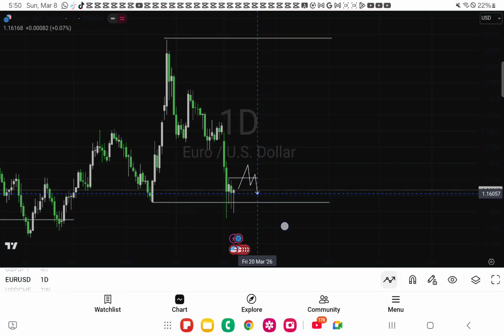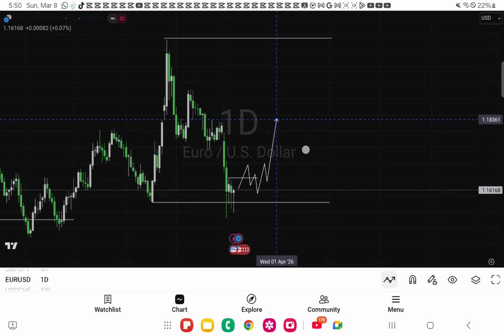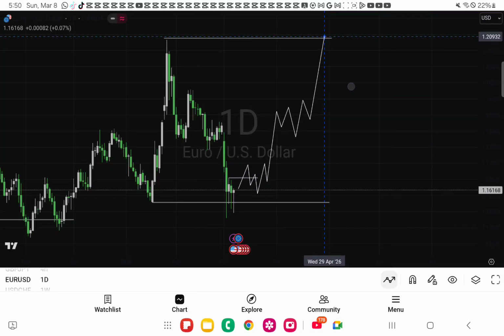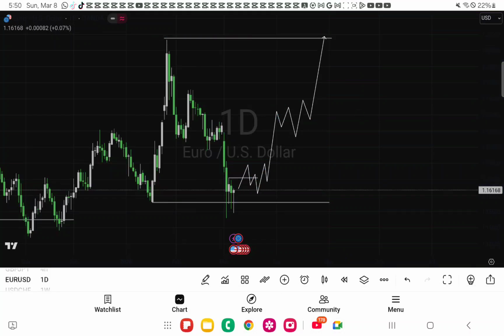market structure shift within this zone. After I see a market structure shift, I'll get my entry and target first the 50% of the range, right? If I see that price will continue bullish, I'll hold it and target the opposite end of the range. So that's my view on Euro USD, right? I'll be looking for more buy opportunity on Euro USD.